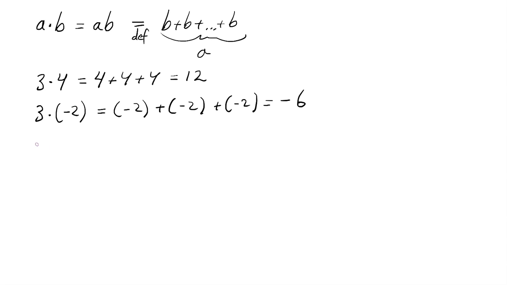However, according to this definition, we can't yet work out what minus times minus will mean. We can't use this definition to work this out because we can't add 2 to itself minus 3 times. Nor can we figure it out using the definition. So according to the definition, this is not defined. But there are other ways to define multiplication of negative numbers, and we'll come back to that soon.